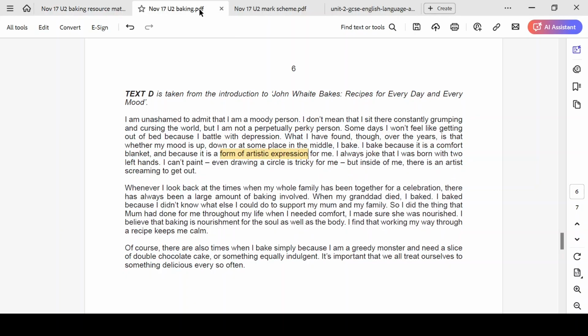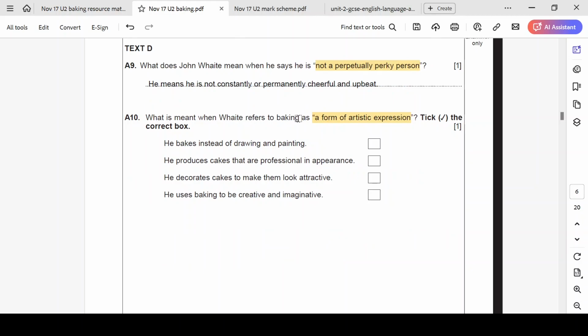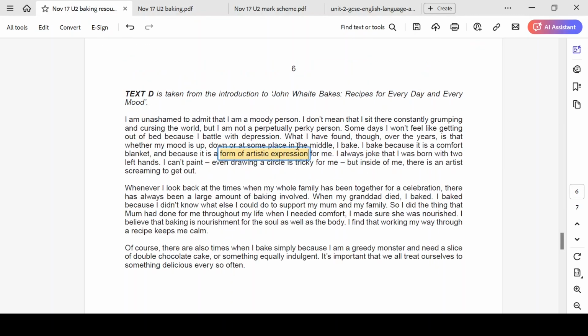Thank you. So what is meant when he refers to baking as a form of artistic expression? He bakes instead of drawing and painting. Like I said last time, these choices could all be sort of correct, and your job is to find the one which is the most correct for that particular context. So he bakes instead of drawing and painting. So I'll look at that.